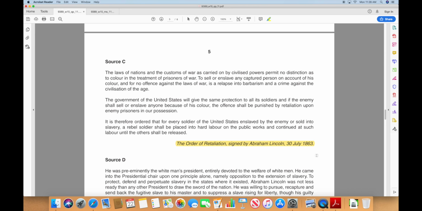So they're going to be doing hard labor, which you can imply isn't going to be paid, and that will be stopped as soon as the U.S. soldiers that were enslaved are released. So Lincoln's basically arguing that if you enslave our soldiers because of their color, then we will essentially, in a way, enslave your prisoners in retaliation, which is why this is called the Order of Retaliation. So let's take a look at my notes that I've written here.